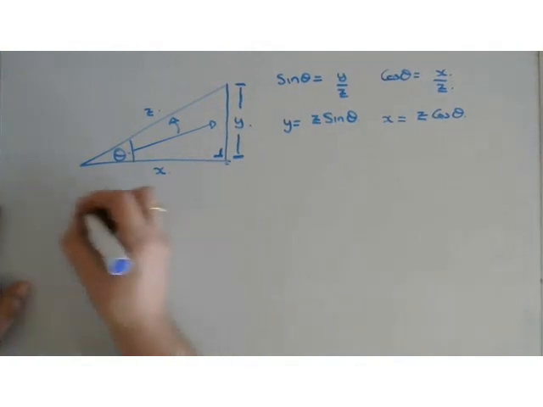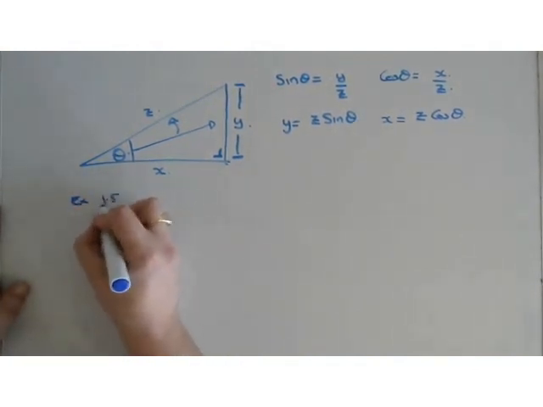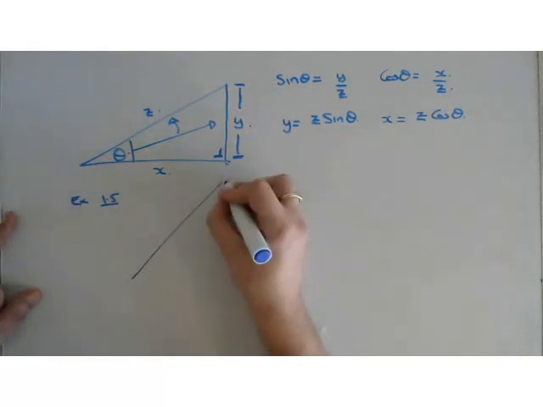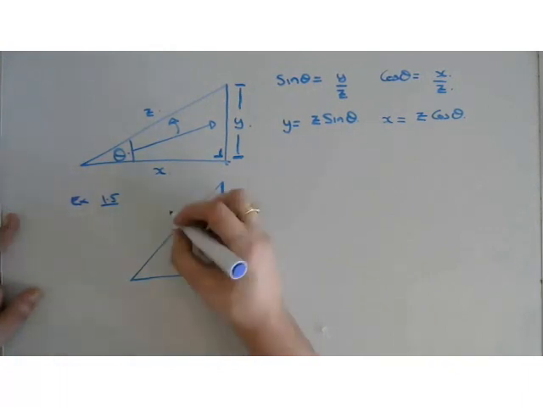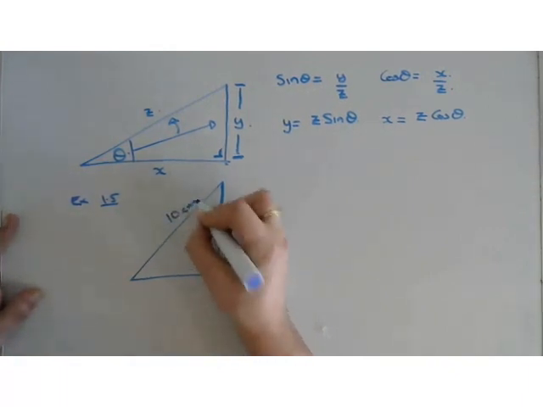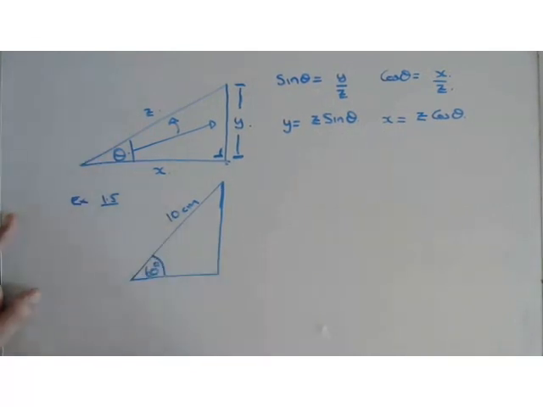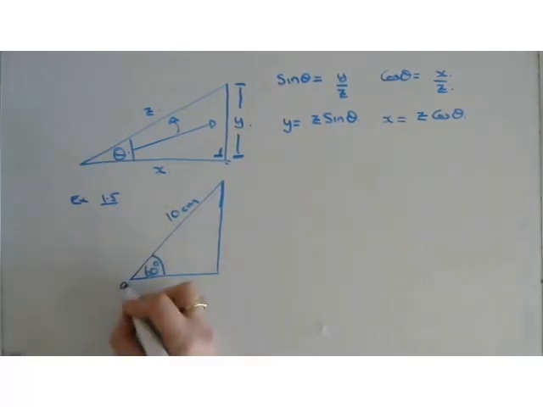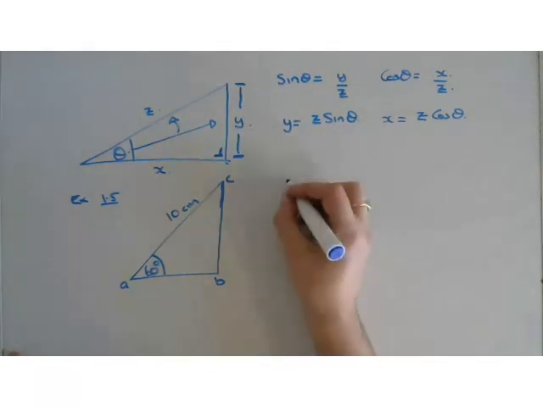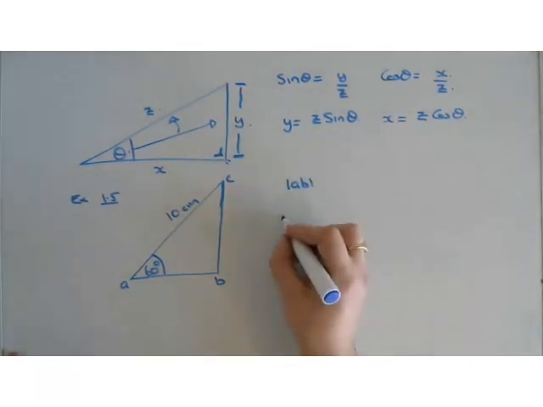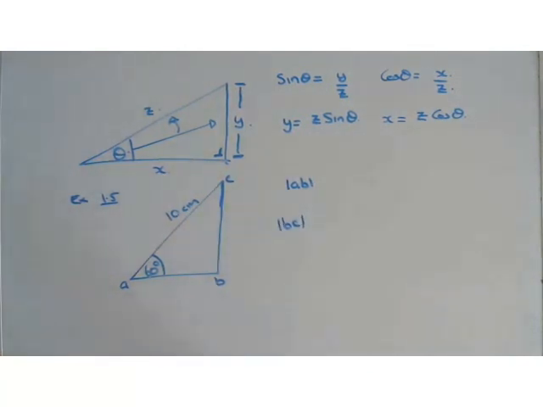Example 1.5. Here we have a triangle like this. They give us the hypotenuse as 10, and they give us this angle as 60. Here is A, B, and C, and they ask us to find the length AB and the length BC.